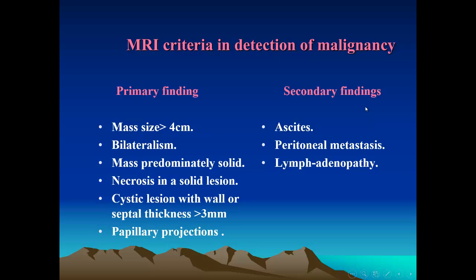Secondary findings, we have ascites. Presence of ascites, sometimes ascites may be with benign lesions like ovarian fibroma. But if there is a suspicious lesion with ascites, then I suspect that there may be spread, peritoneal metastasis, and the presence of lymphadenopathy.